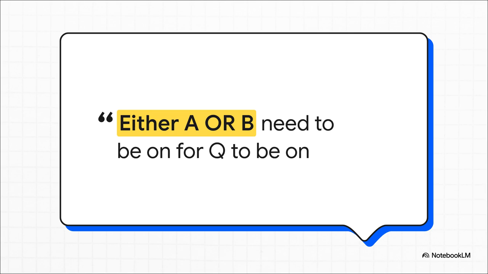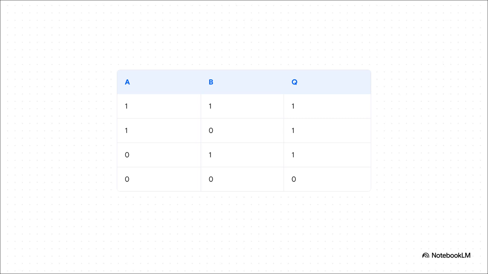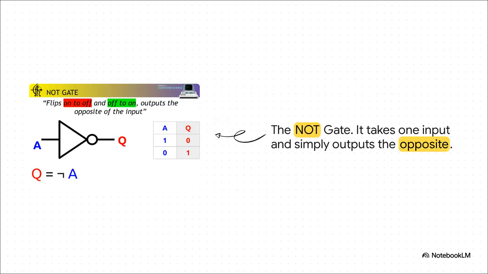So if input A is on, or input B is on, or hey, even if they're both on, the output will be a 1. And its truth table shows this really clearly. See? Way more 1s in the output column this time. The only possible way to get a 0 out of an OR gate is if both of the inputs are 0. And our final basic gate is the NOT gate.